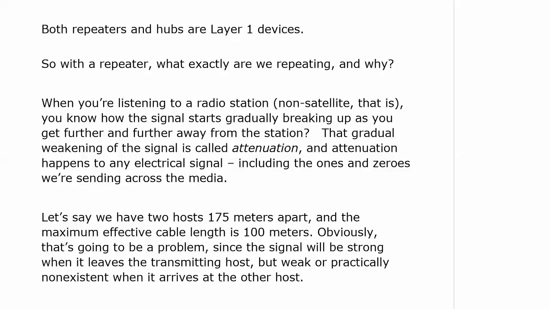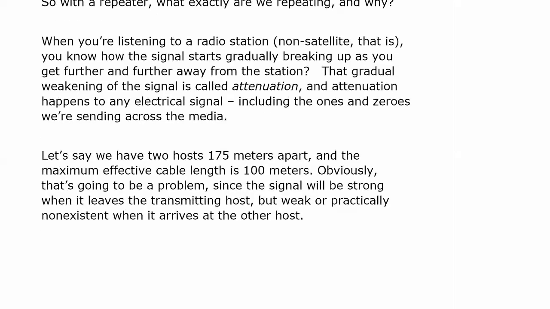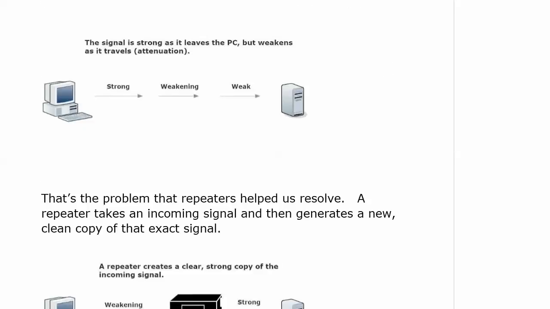We talked about a couple of maximum effective cable lengths being 100 meters. Well, let's say we have two hosts that are 175 meters apart. Well, that's going to be a problem because the signal is going to be strong when it leaves the transmitting host, but it's either going to be extraordinarily weak when it gets to that other host, or it could just be non-existent. In that instance, it probably would be. Because again, it's strong when it leaves, but then it weakens as it goes across the media, and then finally it could be very weak and practically unusable when it gets to the destination.